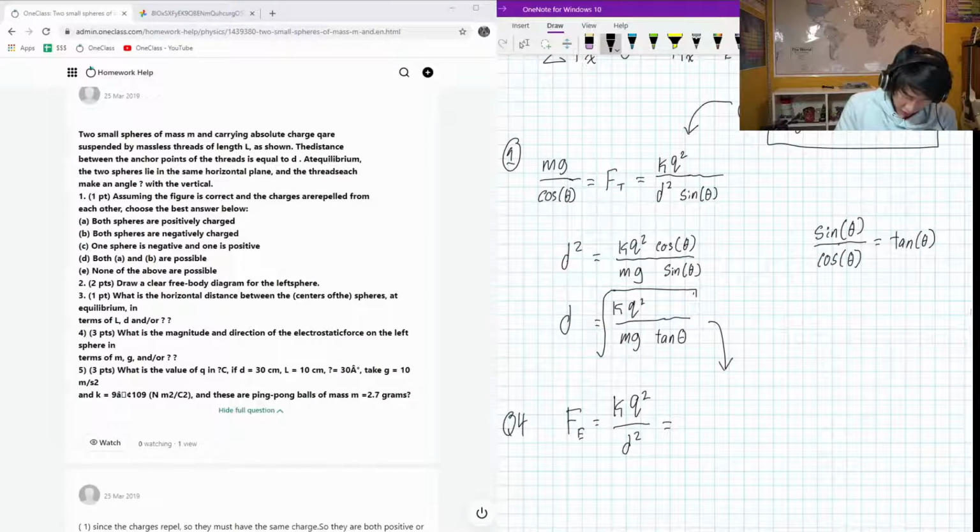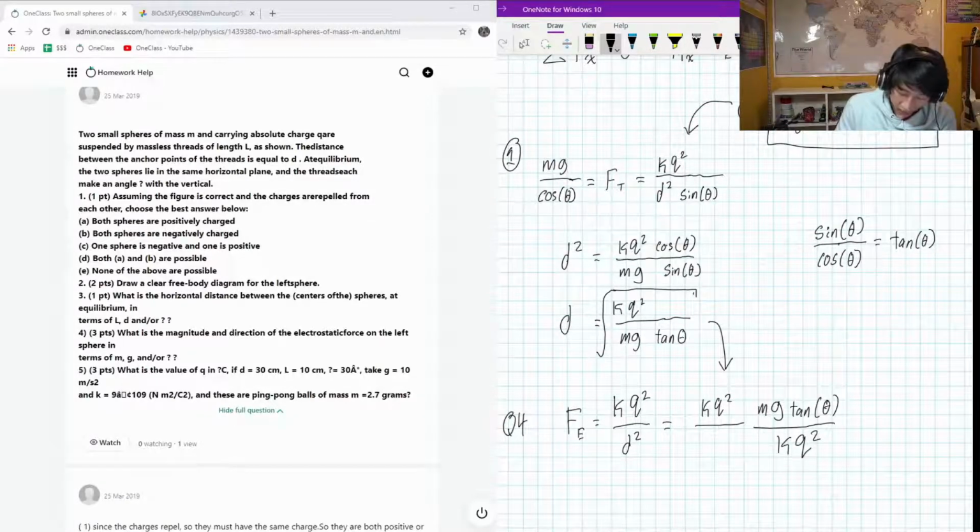So if we just sub that in, if we have D squared, we can just get rid of the root. So that's just going to be KQ squared over, now instead of putting this D expression downstairs, I'm just going to flip it and put some of it upstairs. Okay, so here we're going to have mg tan theta, and this will be over KQ squared.